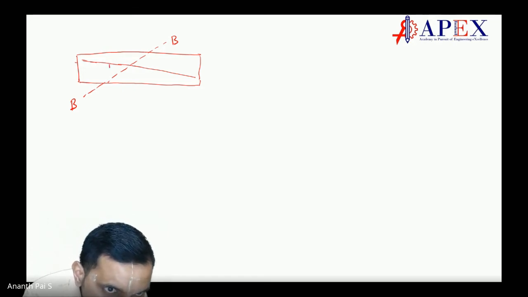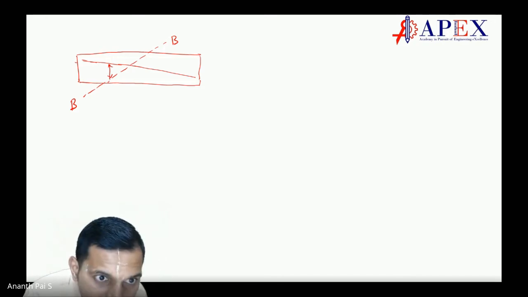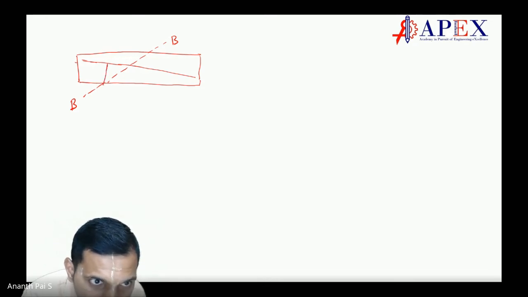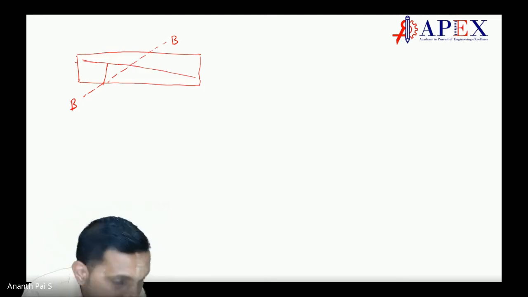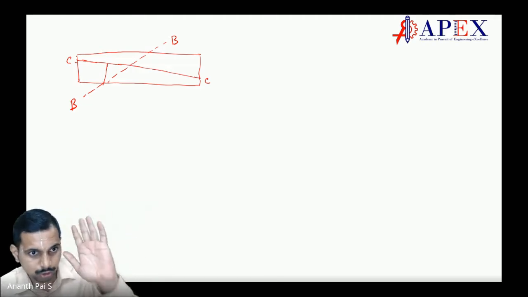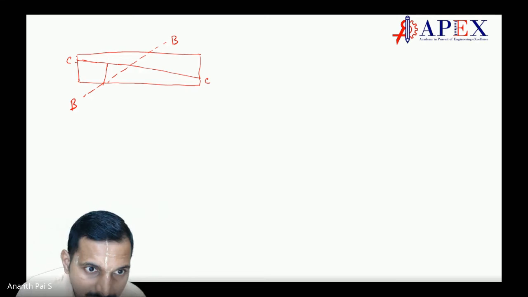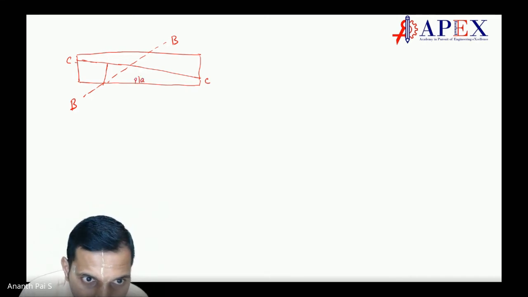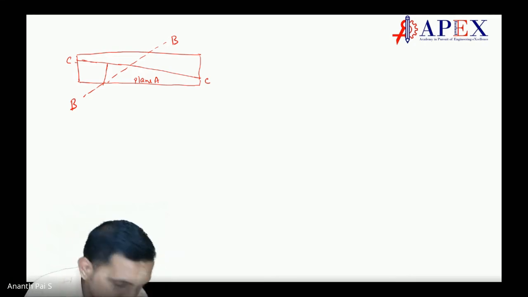The distance between this line and this line is the perpendicular distance. BB is somewhere else, and this CC is somewhere else in some other plane. We are taking the most complex cases. Say this is plane A, where the CC line is situated.